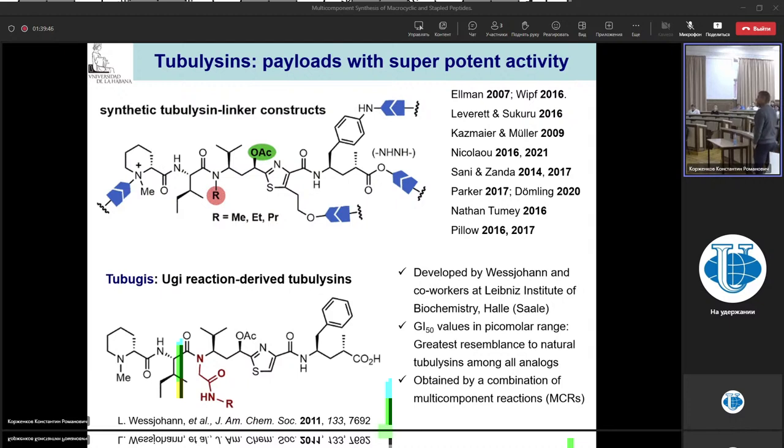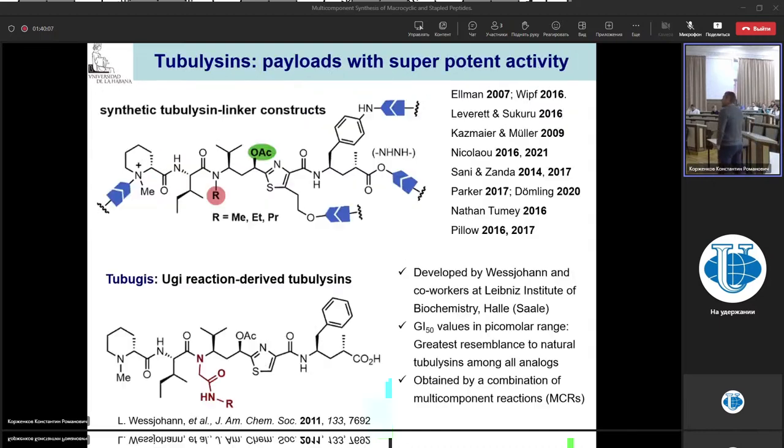In 2011, my friend Ludger Wessjohann used the Ugi reaction for the development of the most stable and most bioactive synthetic analogs of tubulysins. They are called tubugis. You can look at the paper of 2011. It's full of Cubans. They were my students, but I was not cooperating with him at that time, okay?